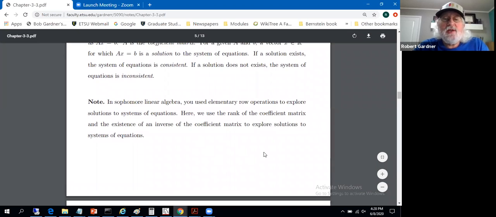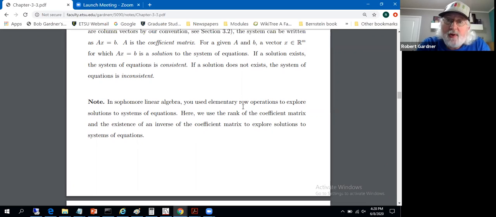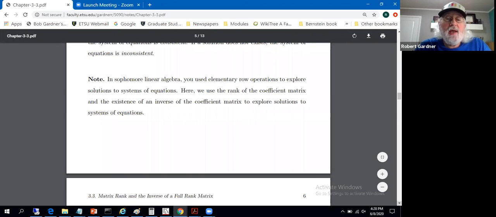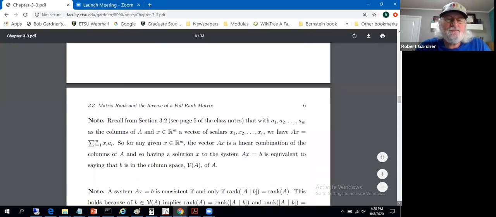Of course, what you did in linear algebra was usually solve systems of equations using elementary row operations. Reduce the matrix to a row echelon form, or maybe reduced row echelon form, find unique solutions, find multiple solutions. You can tell when there's no solution, when the system's inconsistent. What we're going to do here is use the rank of the coefficient matrix and the existence of an inverse of the coefficient matrix to look at solutions to systems of equations, and look at, in connection with rank, a lot of stuff with column spaces.